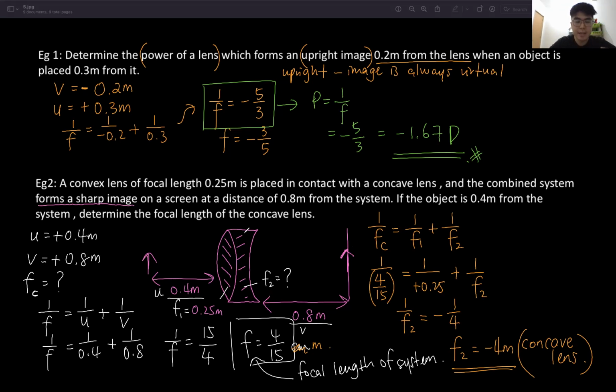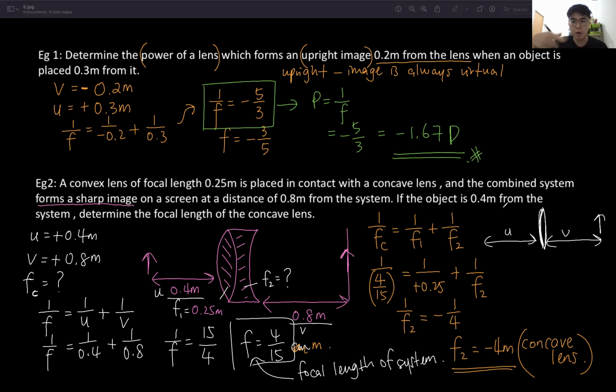So actually this experiment setup is one of the methods to determine the focal length of a concave lens. Because for convex, it can form a real image, right? For a convex lens, depending on where you put the object, it can form a real image. So if you have the real image, you can measure the distance and you measure the object distance, you get the V, you get the U, you get the F. That means you can easily find the focal length of a convex lens.